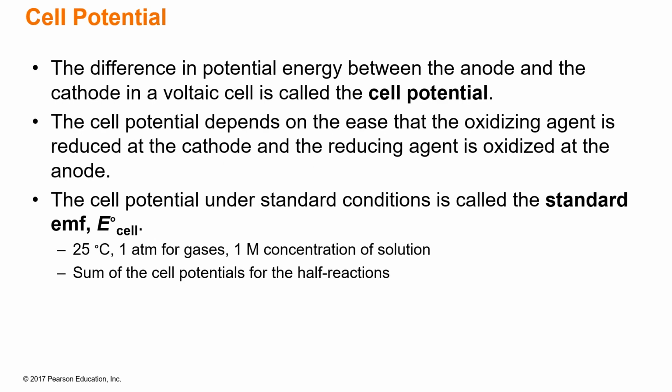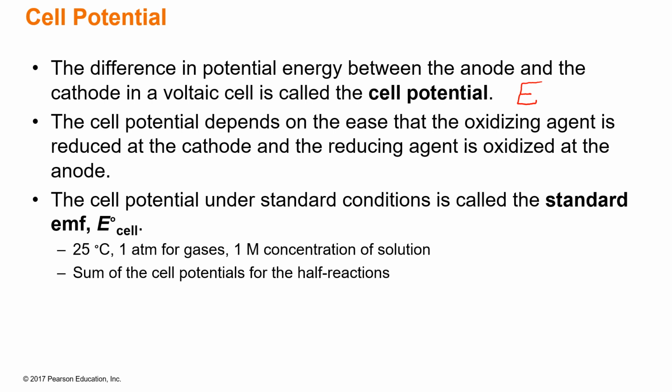When we measure a cell potential, that is the difference in potential energy between the anode and the cathode of a voltaic cell. So voltaic, remember, are spontaneous cells. And that cell potential is usually represented by an E. So a voltage reading is E. It depends on how easy it is for the oxidizing agent to be reduced at the cathode and the reducing agent to be oxidized at the anode. So it depends what materials your cell is made out of as to what that standard cell potential is going to be.